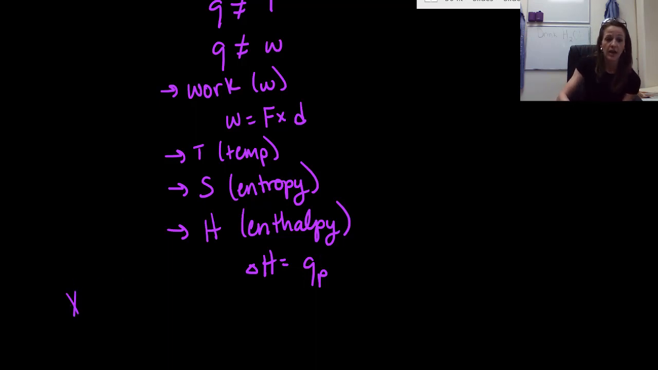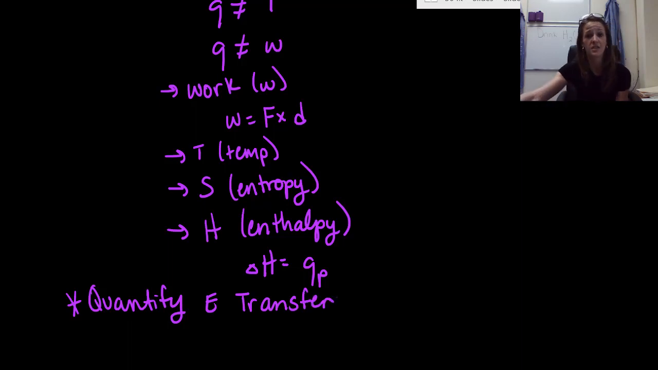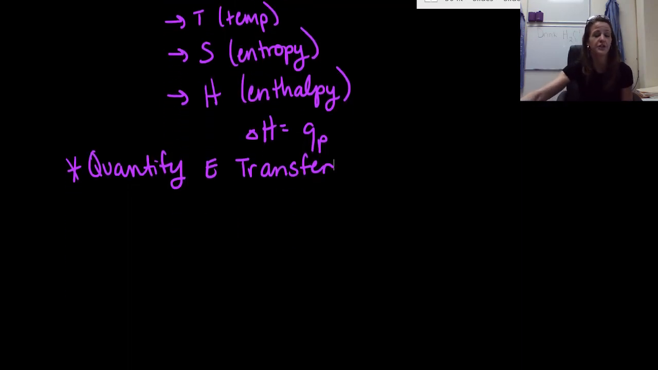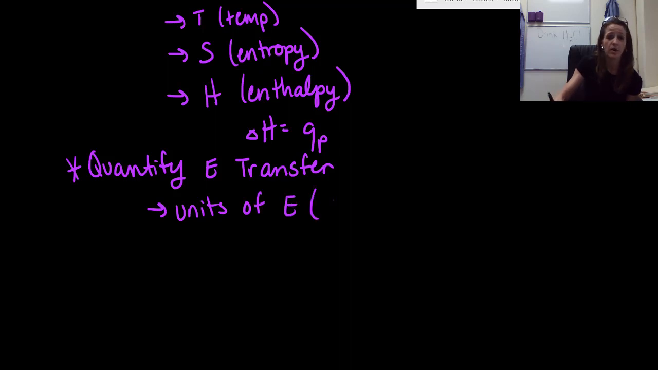Now, we then tried to quantify energy transfer. So this was much, much easier said than done. Now we had to try to actually determine what Q was, and the only way we could do that is by first establishing our units of energy. And so now remember, we had 3 main ones we've talked about here: joules, calories, and big calories.